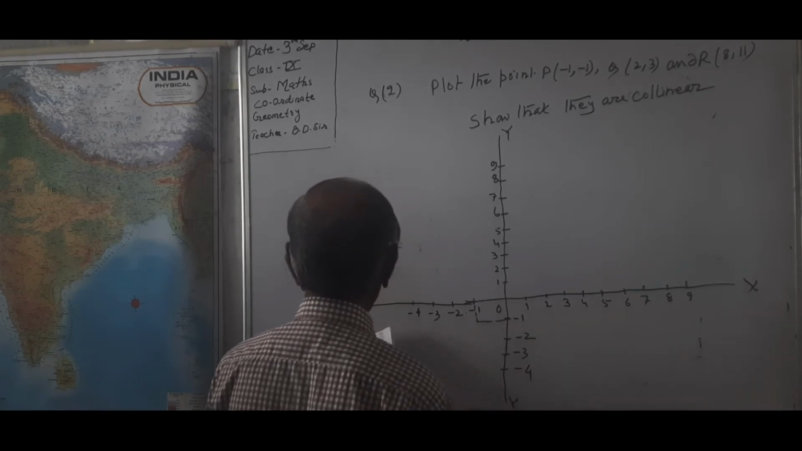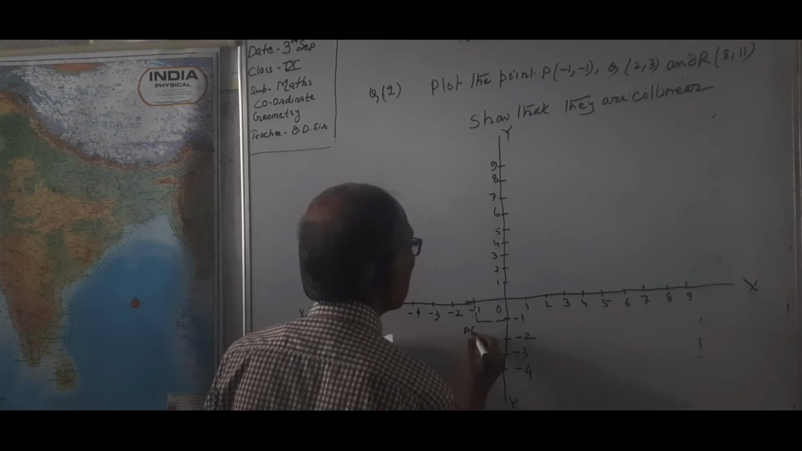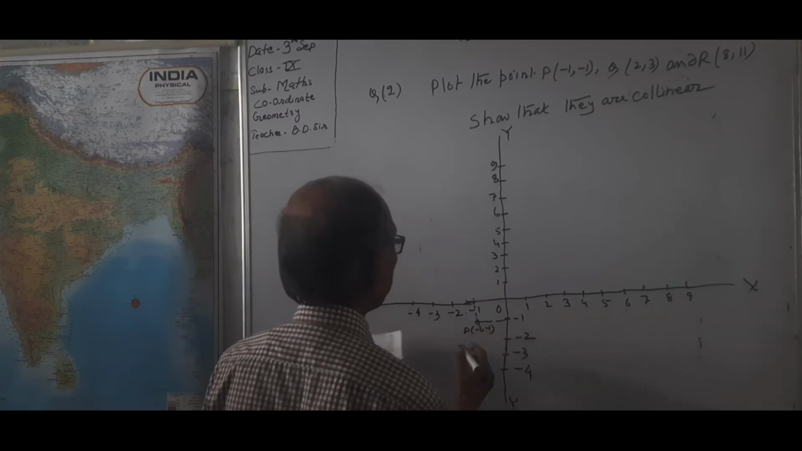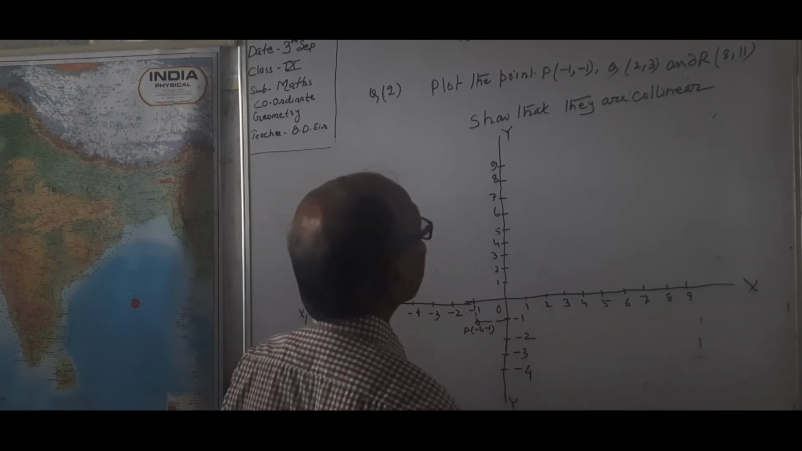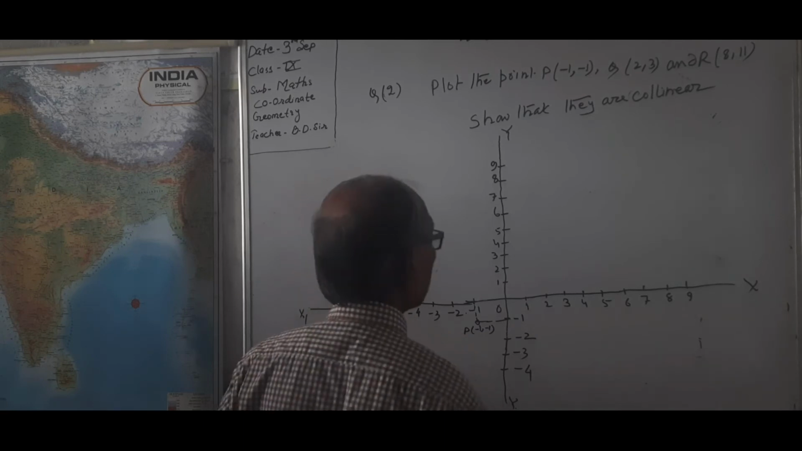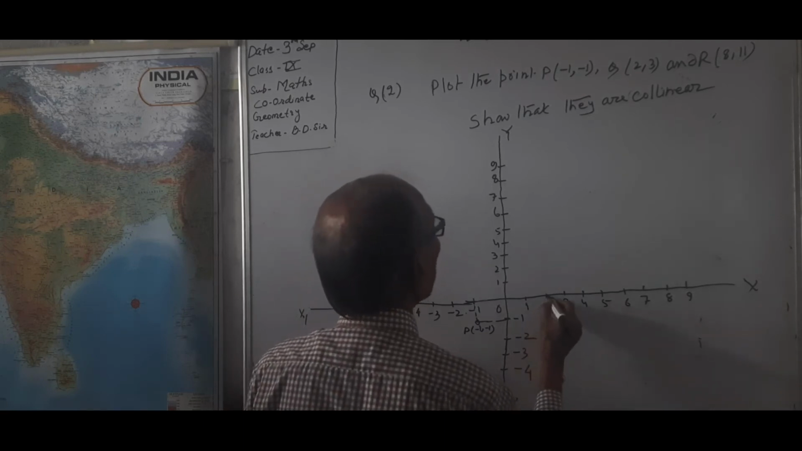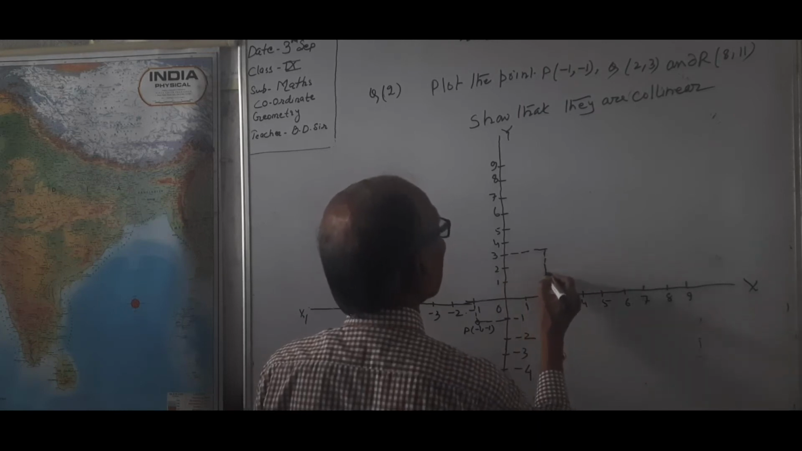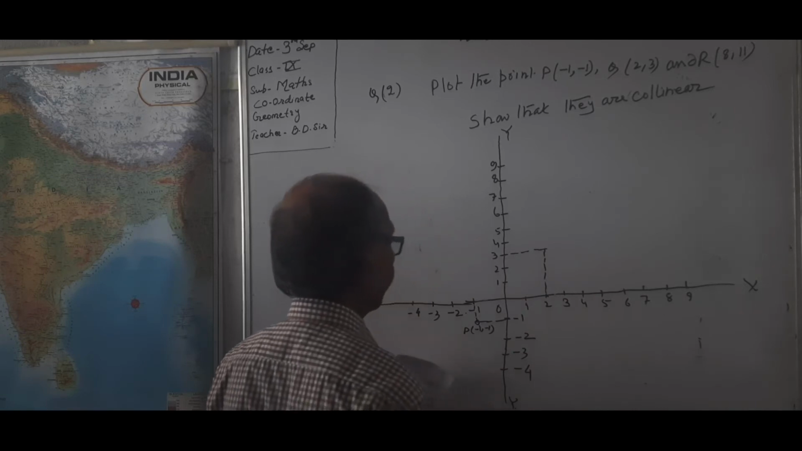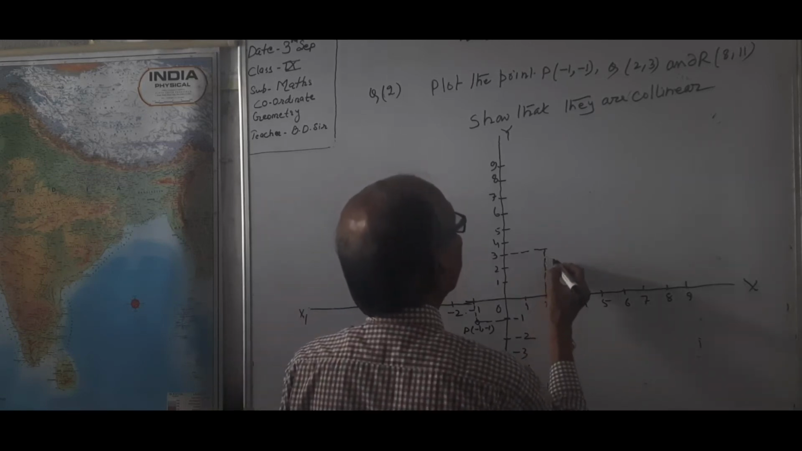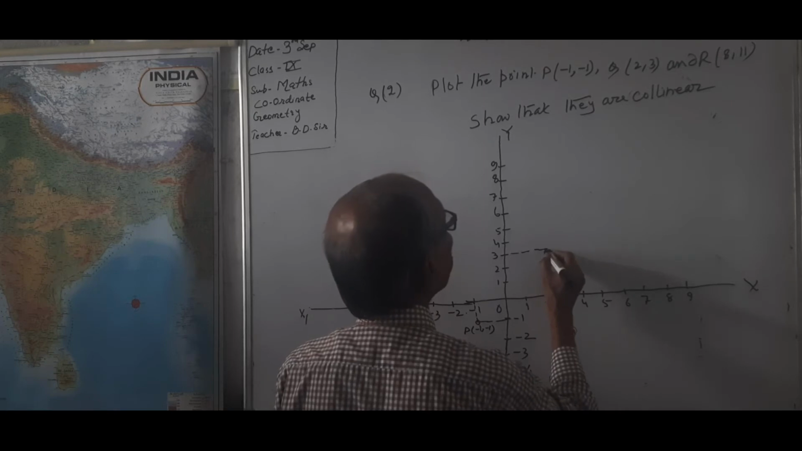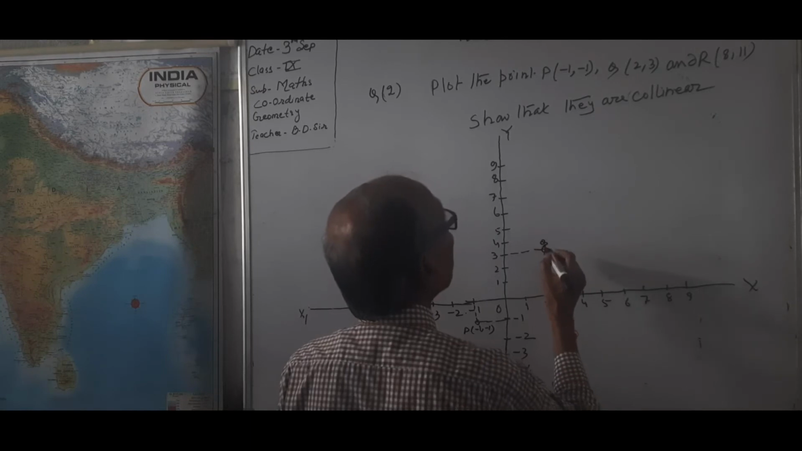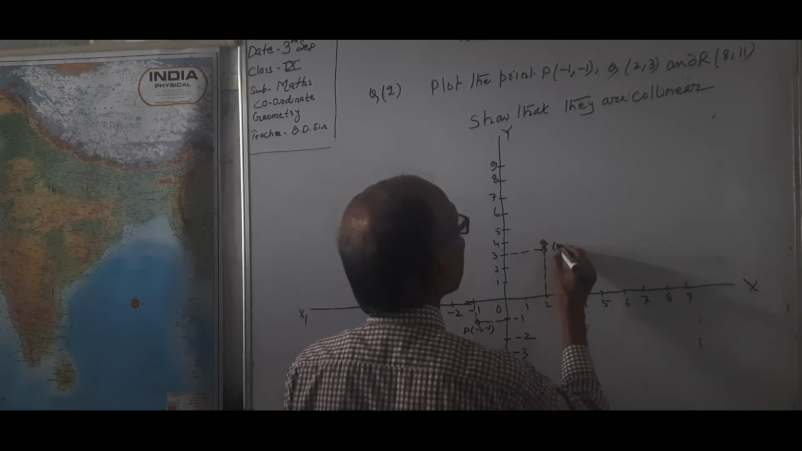So this is the point P, -1, -1. Next, point Q, 2, 3. The coordinates are 2, 3, meaning x coordinate 2, y coordinate 3. These two lines cut each other at a point. Take this point as Q, with coordinates 2, 3.